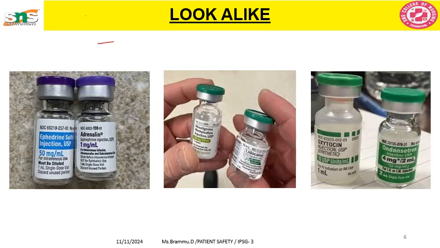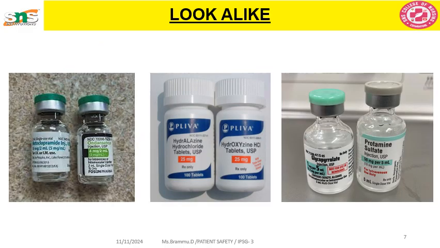Or instead of ondansetron, which is an antiemetic, when the vials are placed very close together, we may accidentally take oxytocin, which is actually a synthetic drug used for the induction of labor, and infuse it. This is how a look-alike drug resembles another, and it is our duty to watch for it. So these are some of the other examples.